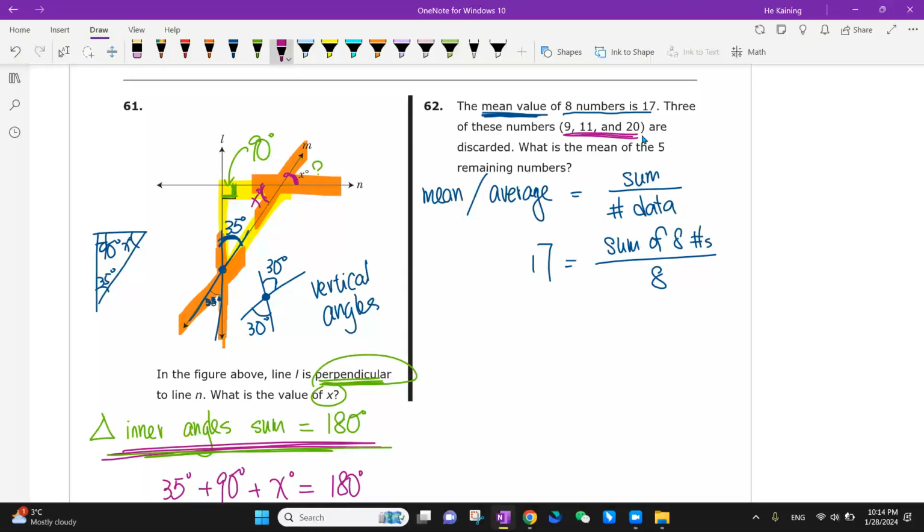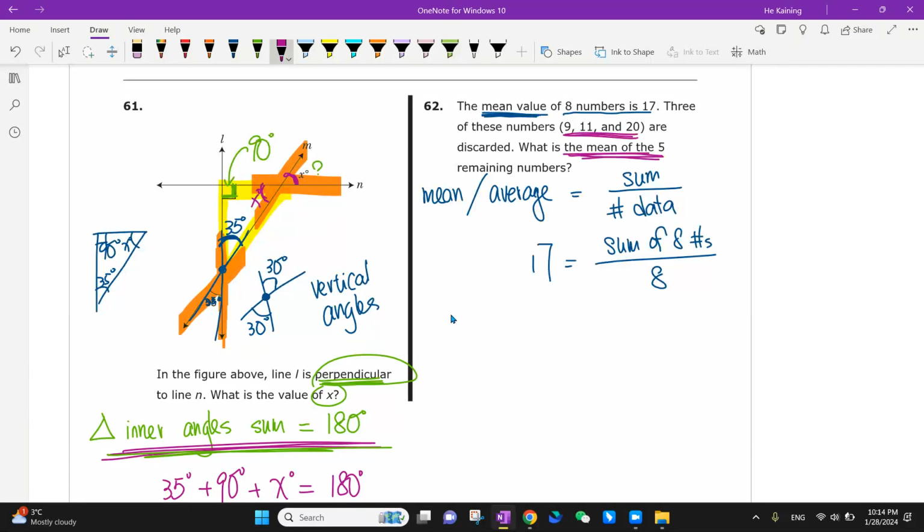Now it says that they are discarded. So that means you don't want those numbers. You want to throw them away. It says, what's the mean of the 5 remaining numbers? Okay, hold on. So we're looking for something that we don't know. But luckily, we already know what we're throwing out.